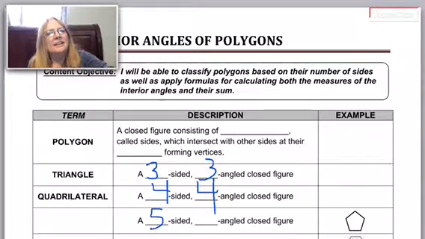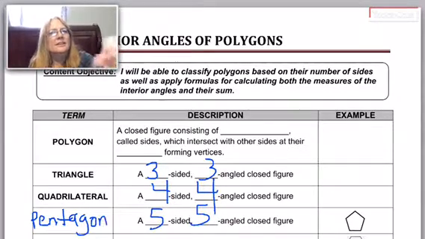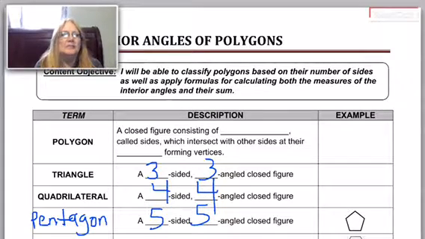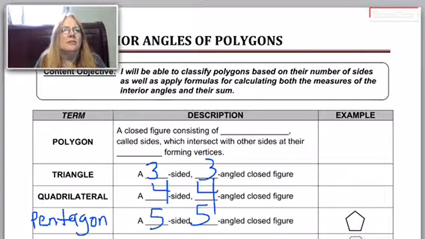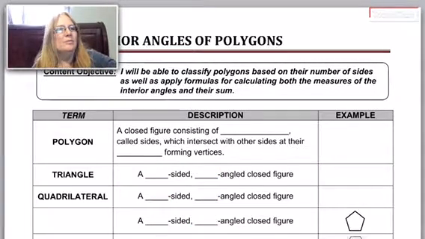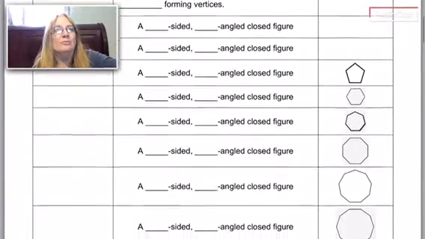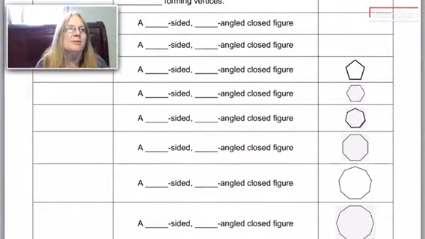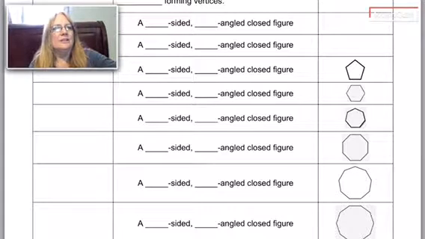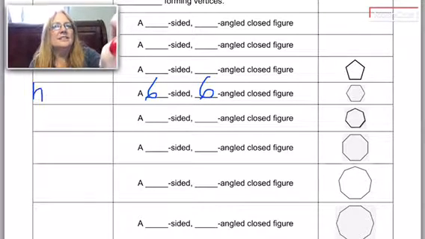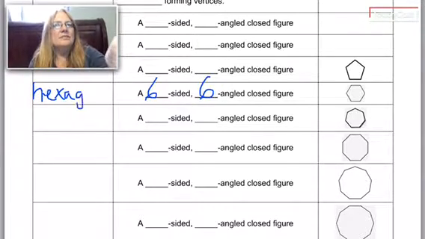Then a five-sided, five-angled figure is a pentagon. So you're going to need to know the names of the first 12 of these, and then we'll let you know how you can name the rest of them beyond 12. There are actual names for them going up way past 12, but we don't need to know those. Okay, so then we get to a six-sided, six-angled is a hexagon. This next one, 7, this one isn't as common, but you do need to know it.